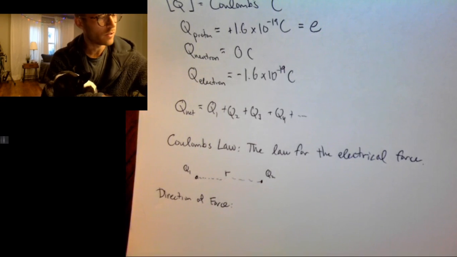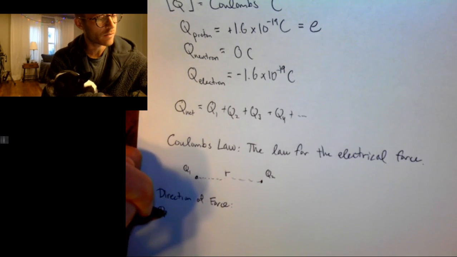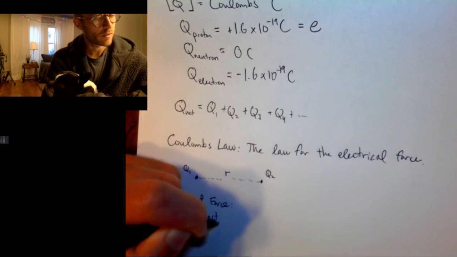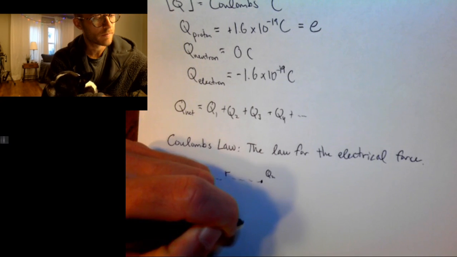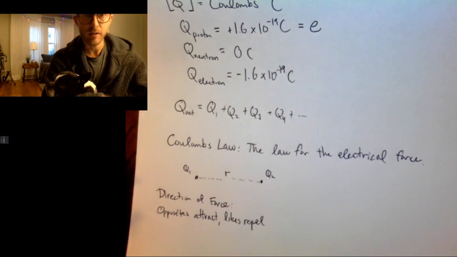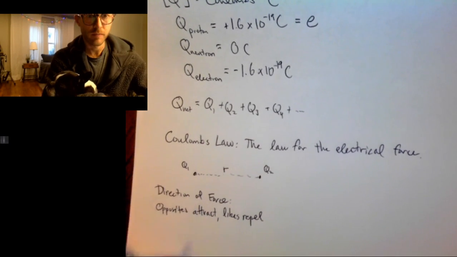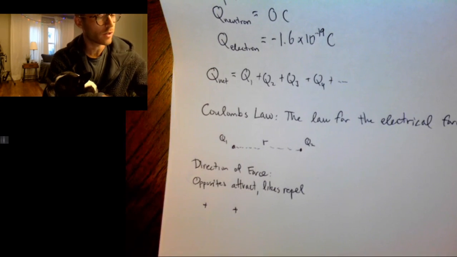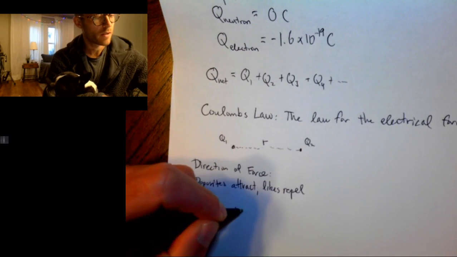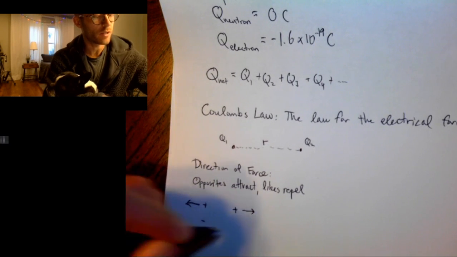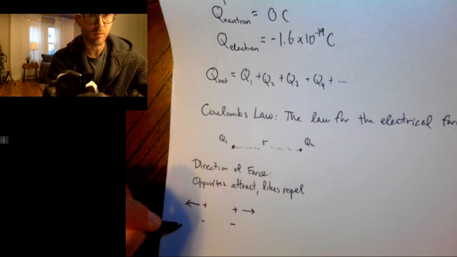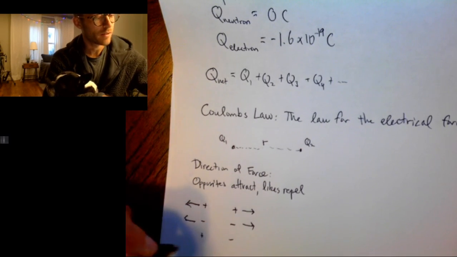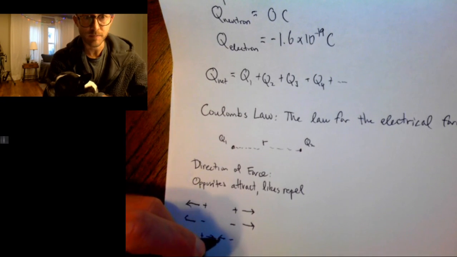And basically you need to know that opposite charges attract and likes repel. Okay? So if you have a plus next to a plus, those are like charges, so they would repel each other. If you have a negative next to a negative, those are like charges, so they repel each other. If you have a plus next to a minus, they will attract because those are opposites.